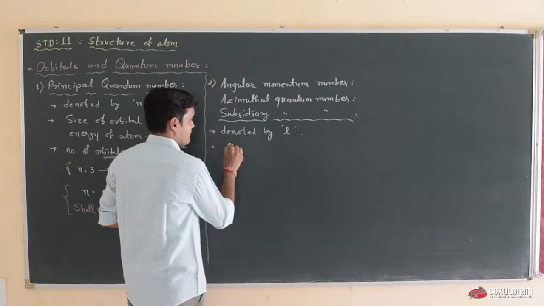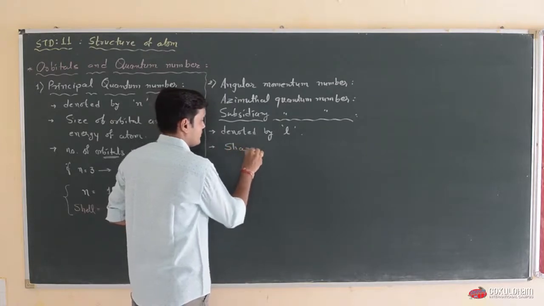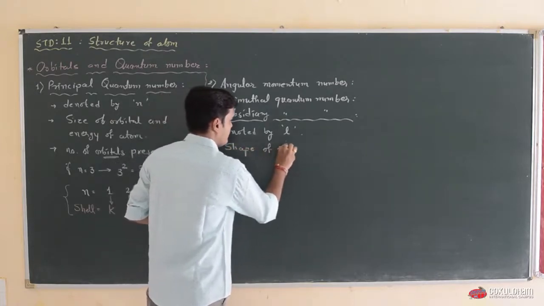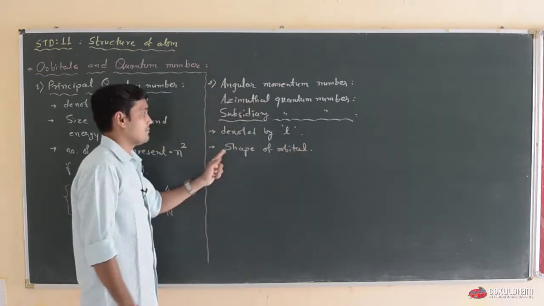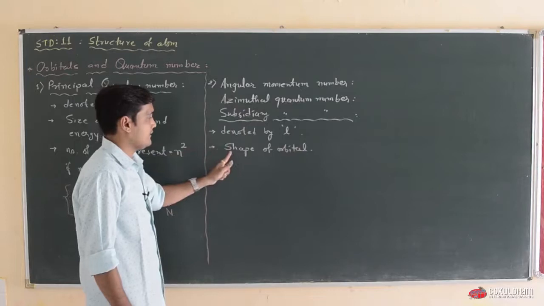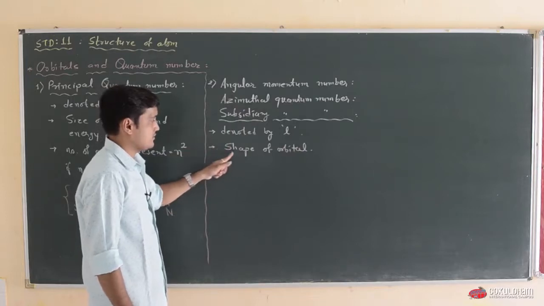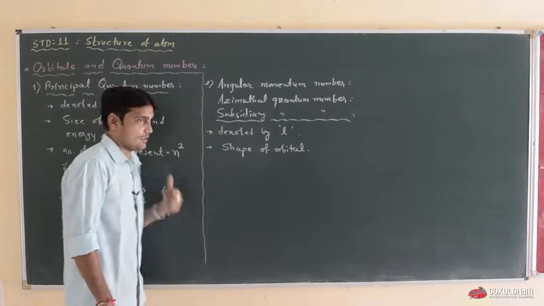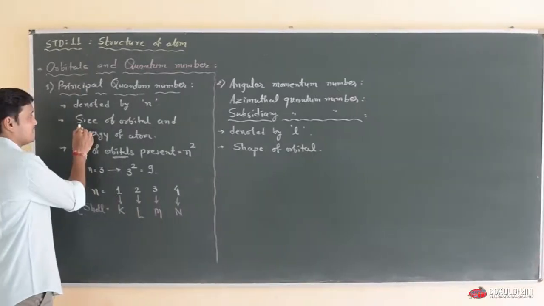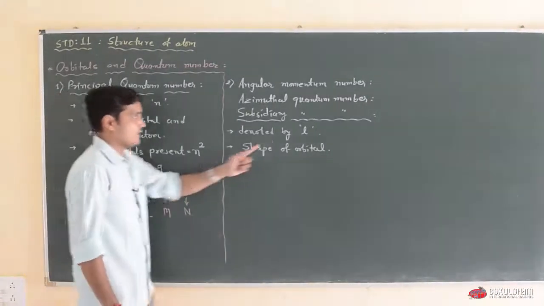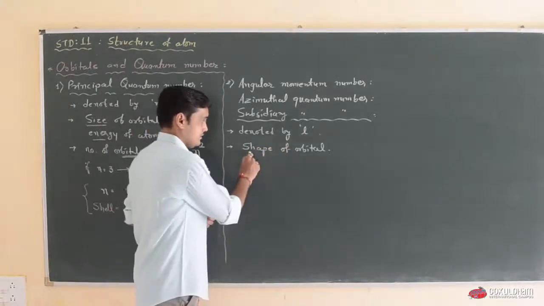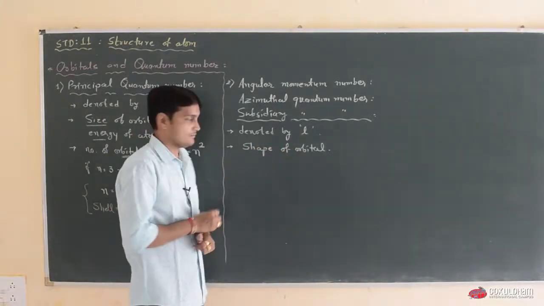This L will give us the shape of the orbital. By this number we can see the shape of the orbital. The role of n is size and energy. The role of L is the shape of the orbital.